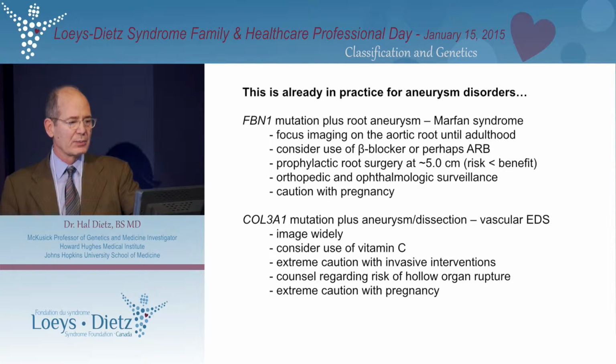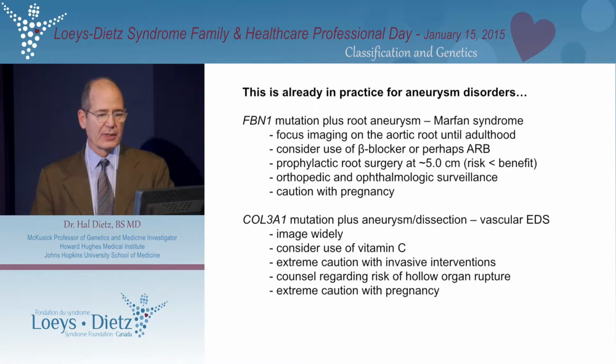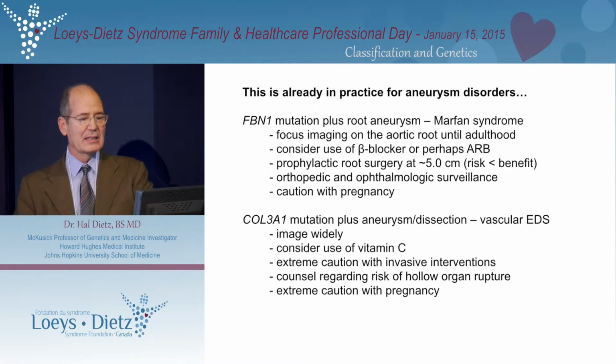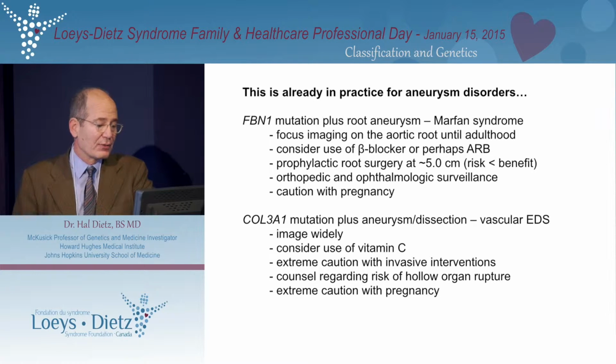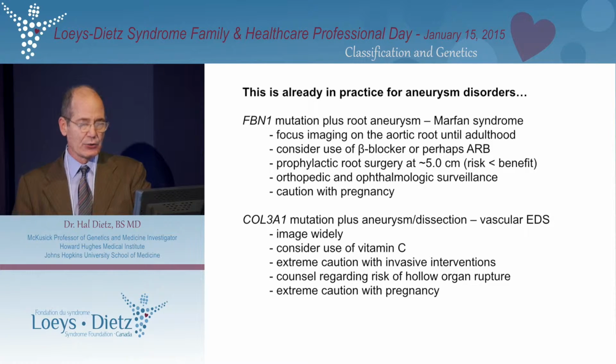The number of people experiencing aortic dissection has fallen dramatically because the use of these diagnostic and management guidelines has led to the widespread practice of performing aortic root surgery at around 5 centimeters. That's what makes sense for people with Marfan syndrome. In contrast, mutations in the COL3A1 gene that cause vascular Ehlers-Danlos syndrome mandate a very different management practice, including diagnosis-specific interventions like considering the use of vitamin C and certainly much more wide imaging than would be appropriate in Marfan syndrome.